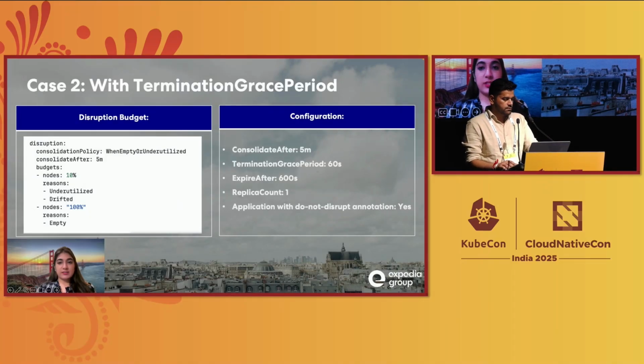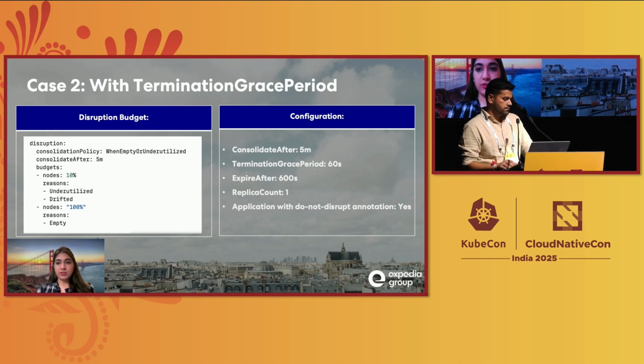Moving on to test case 2, that is with termination grace period. In the first test case, we looked at the configuration and the consolidation behavior when we did not have any termination grace period set. But in this test case, we kept most of the disruption settings identical to the first scenario, but we introduced a termination grace period of 60 seconds.